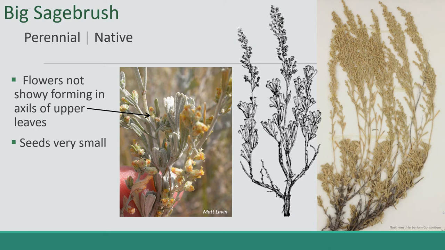So for identifying characteristics, look for that three-tip leaf, sage color. It's called big sage. There are other kinds of sage. There's little sage, sand sage. This one's big sage. It's perennial, native. It's got those small indistinct flowers that come up on branches above the leaves.